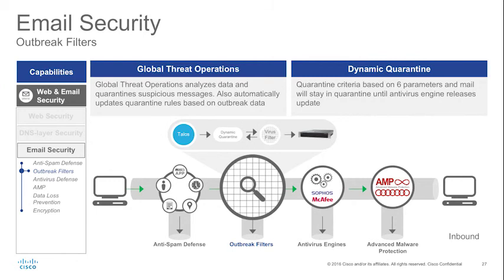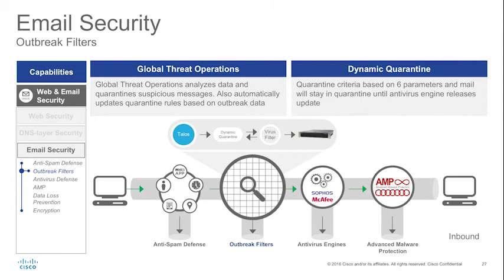As the Threat Operations Center learns more about an outbreak, it can modify the rule and release messages from quarantine accordingly. Messages are held in quarantine until Sophos or McAfee releases an updated signature. On average, Cisco virus outbreak filters stop viruses 13 hours ahead of the next major AV vendor.